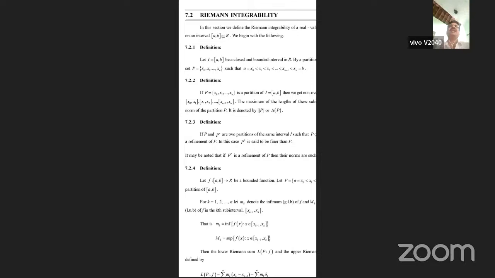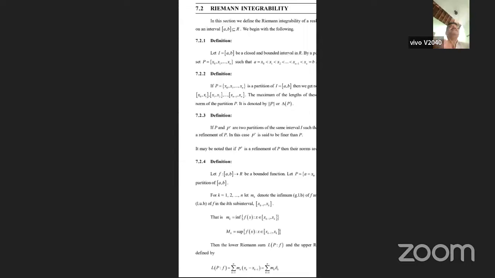Every subinterval must have a length. That length is denoted by del naught or del 1. Mod I1 means the length of I1, that is called del 1. Mod I2 is denoted by del 2, and mod I3 is denoted by del 3. These are all lengths of the subintervals. Among all the lengths of the subintervals, the maximum length is called the norm of the partition.